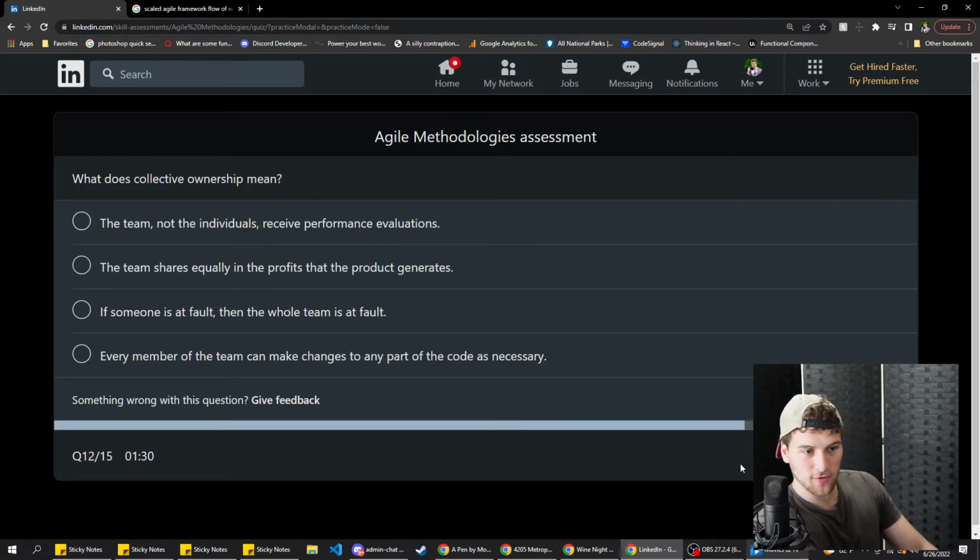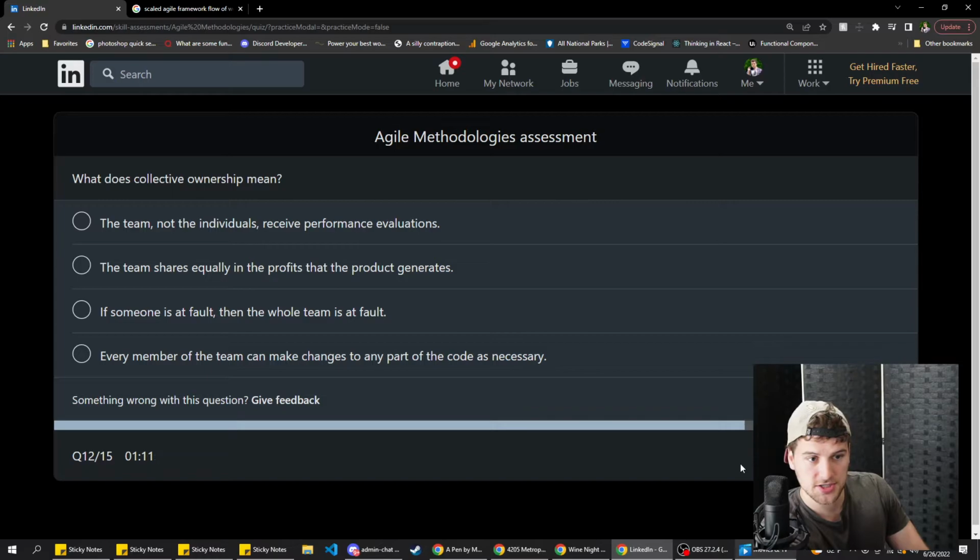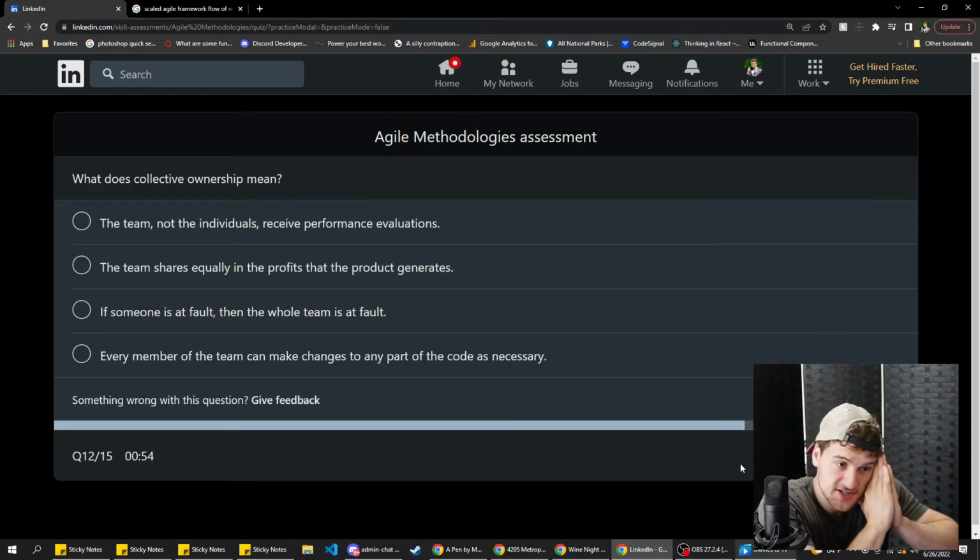Next, 12. What does collective ownership mean? It means the team owns the problem. The team, not the individuals, receive performance evaluations. It's in the same vein, kind of. The team shares equally in the profits that the product generates. That's probably not it. If someone is at fault, then the whole team is at fault. That sounds appropriate. Every member of the team can make changes to any part of the code as necessary. That's probably not it either. So we're going to rule out B and D.